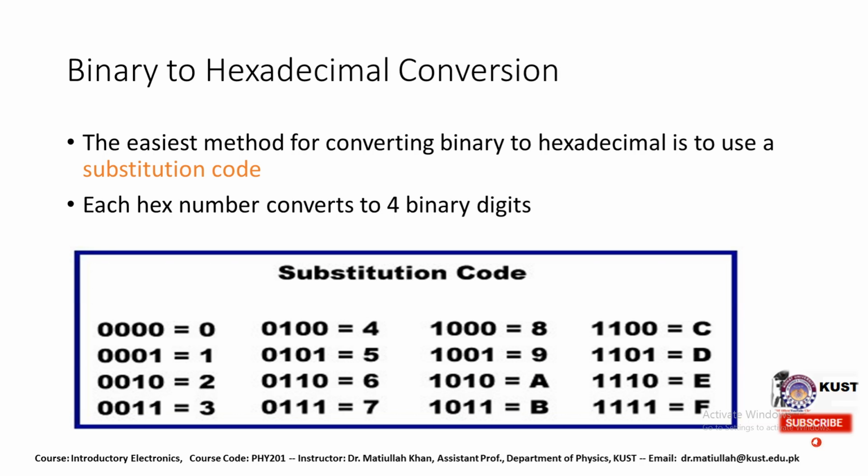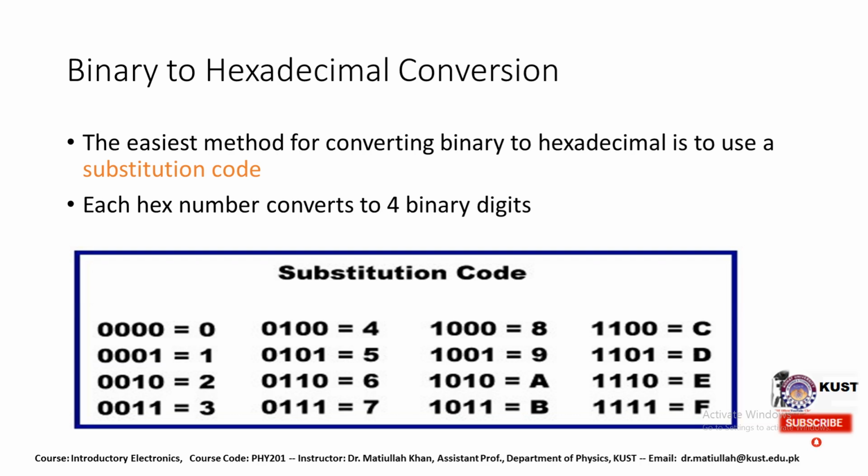So we are moving toward the next conversion, and that is the conversion between the binary and hexadecimal number systems. I mean, if a value is given to us in binary, how can we convert that into the hexadecimal number system? The easiest method for converting binary to hexadecimal is to use a substitution code. Each hexa digit converts to 4 binary digits. So we have a simple case, and that is the substitution code here.